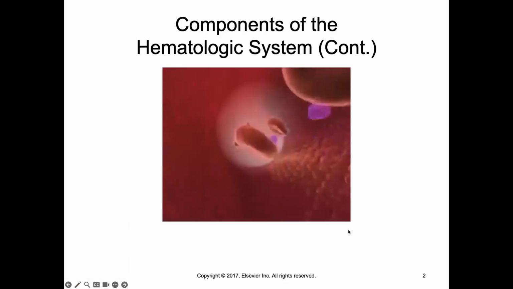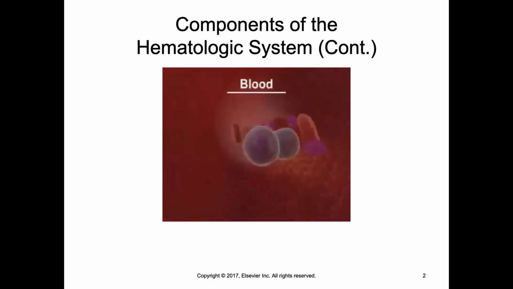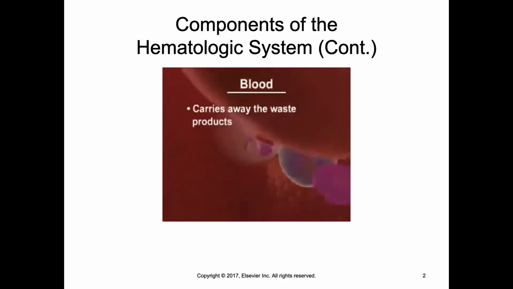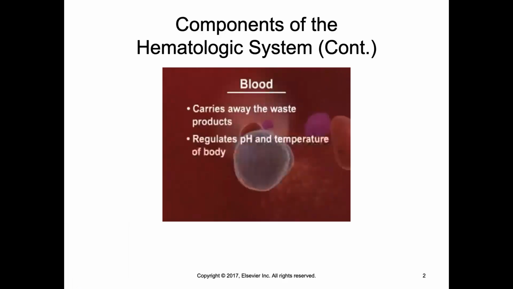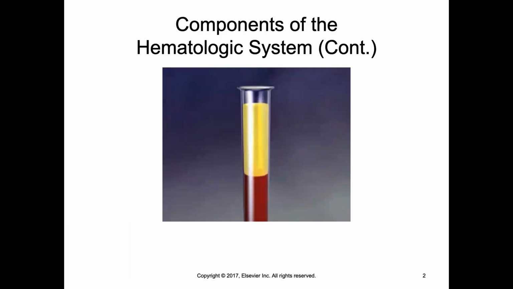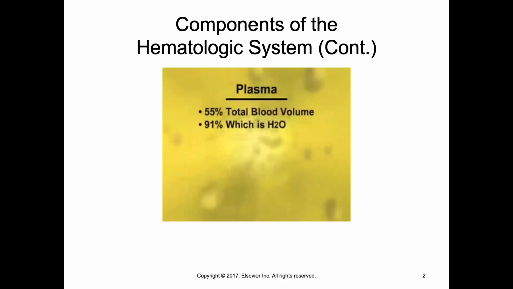Blood is responsible for transporting oxygen to the cells and removing carbon dioxide for excretion by the lungs. Blood carries nutrients, ions, water, hormones, and enzymes to all body cells and carries away the waste products. Blood regulates the pH and temperature of the body. Blood is composed of the liquid portion, plasma, and solids called formed elements. Plasma makes up 55% of the total blood volume, 91% of which is water.